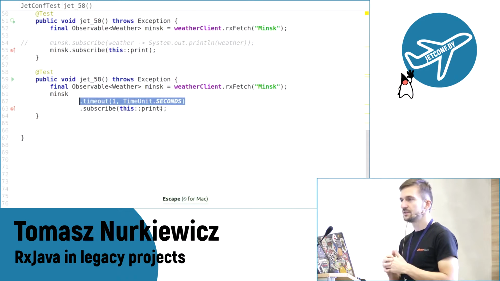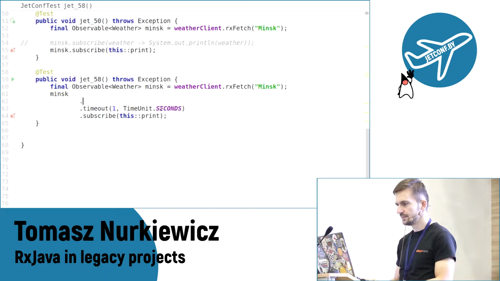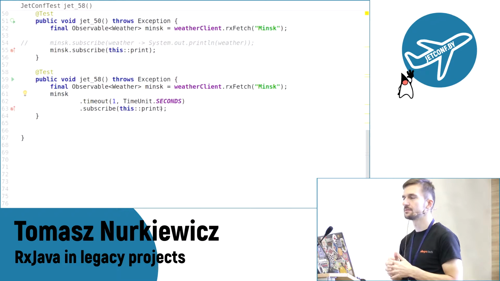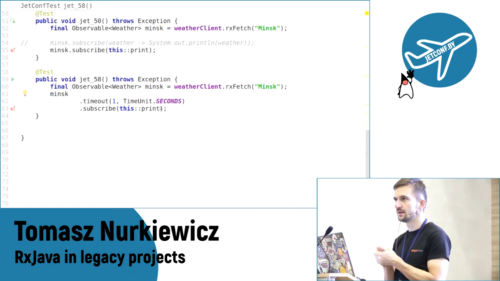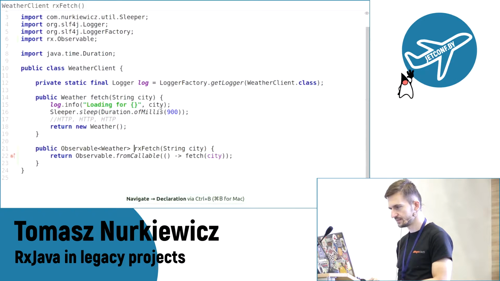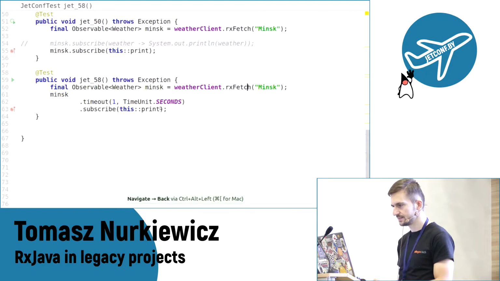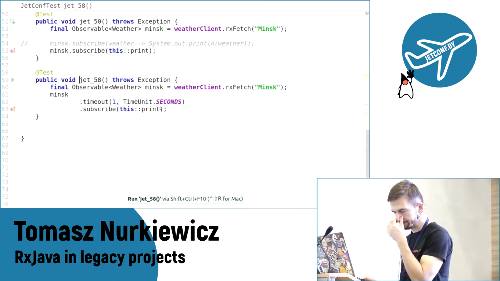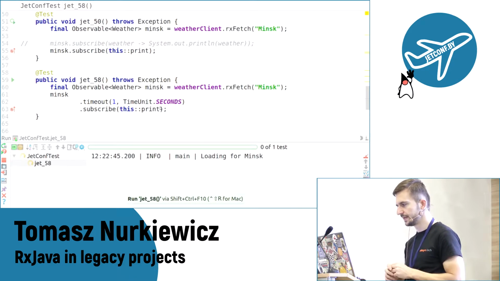I just inject a single operator, and you can put as many operators here as you want. I'm basically saying, here's my observable, and if it doesn't emit any value within 1 second, just complete with an exception. Our original fetch method actually has a sleep of 900 milliseconds, which is less than a second, so it should work. Let's run it, and in this case, we will get a result.